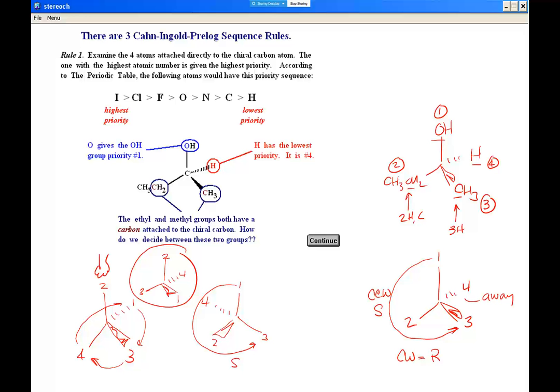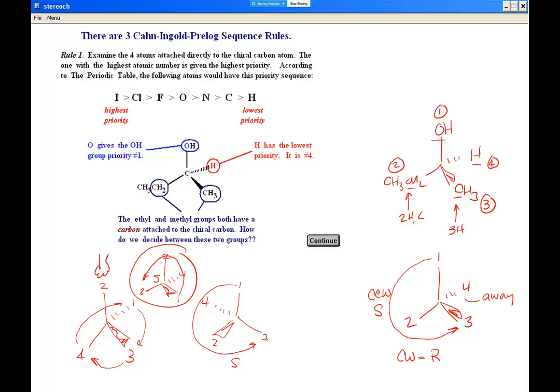Now 4 is behind me on the dashed wedge. And so going from 1 to 2 to 3 in this case is counterclockwise, and so this is the S configuration. But you can't determine R and S until you put the fourth group away from you.